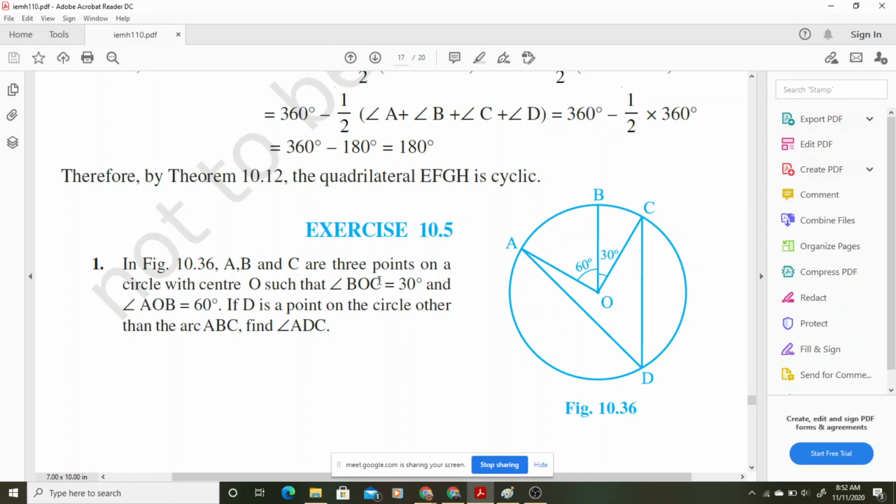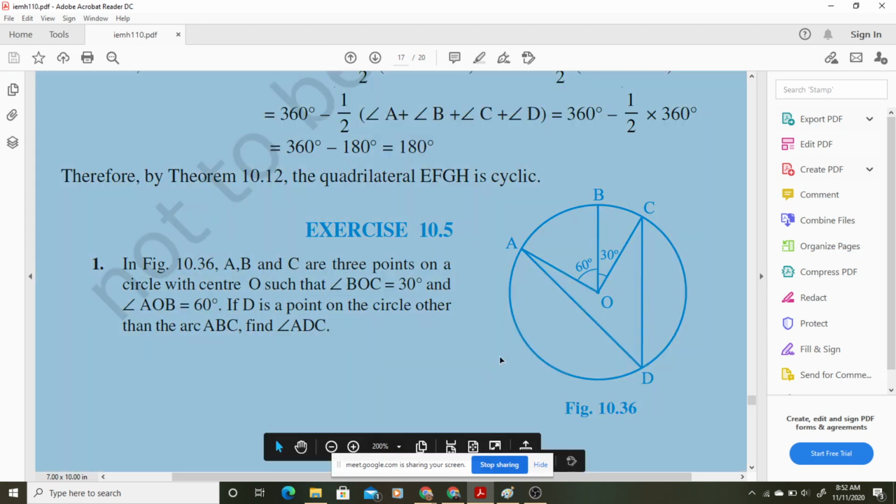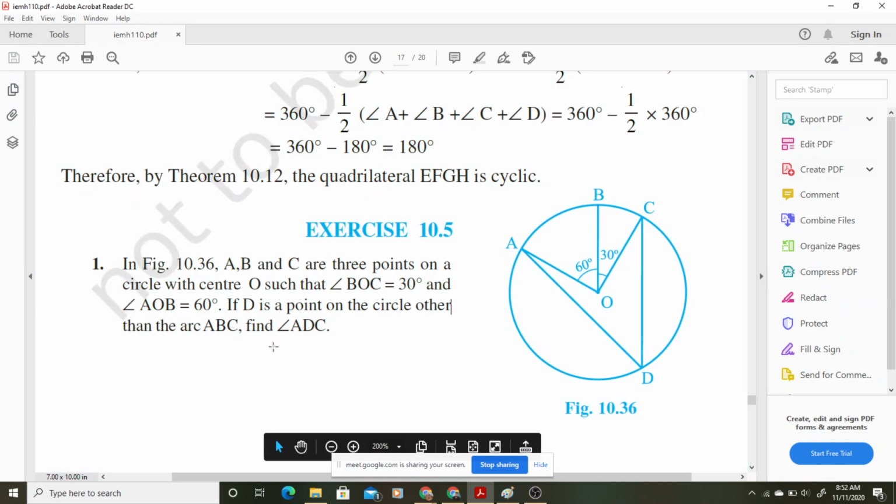A, B, C are 3 points on a circle with center O, such that angle BOC is 30 and angle AOB is 60. So that means angle AOC will be how much? It will be 90. See, 60 this one, 30 this one. So that means this complete angle will be how much? It will be 90 degree. Then how much this angle ADC you need to find?